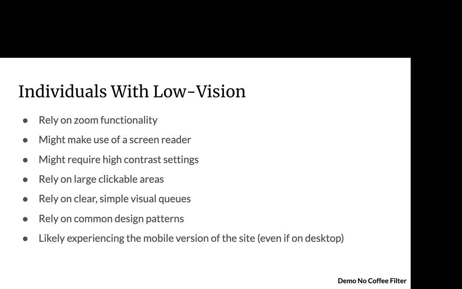They may rely on large clickable areas or simple visual cues, and they might rely on common design patterns. So they might expect that your share icon looks like what they know of as a share icon, and that they're not having to try to decipher what it means because it looks like something different. They're also very likely to be using the mobile experience of your site, even if they're on a desktop. And this is something that a lot of us often forget, that sometimes people will use the desktop simply because it enables them to have a much larger version of the mobile experience and see things significantly bigger.